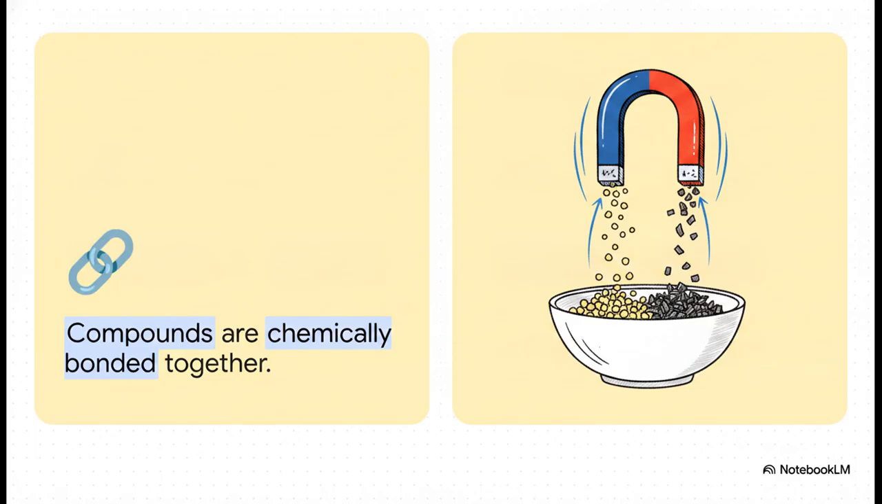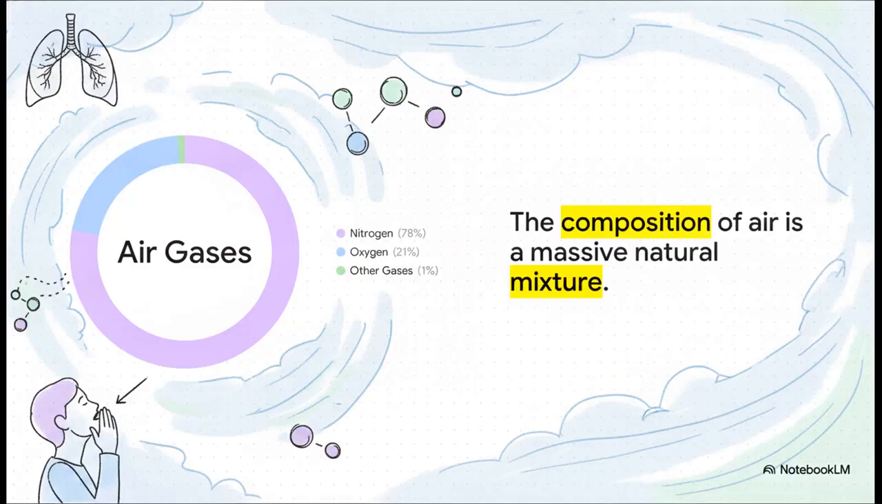So if you stir some gray iron filings and yellow sulfur powder together in a bowl, you've just got a messy pile of 2 elements. You could literally take a magnet and pull the iron straight back out of the sulfur because they're just physically mixed. And mixtures aren't just something you do in a science lab. They're absolutely vital for our survival.